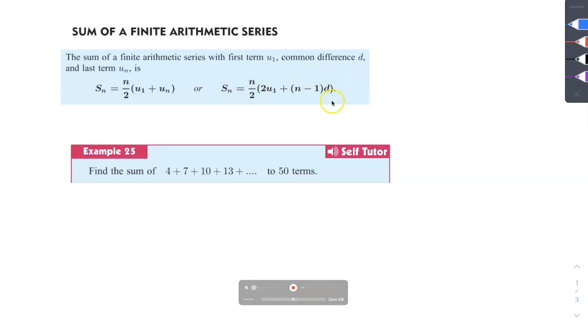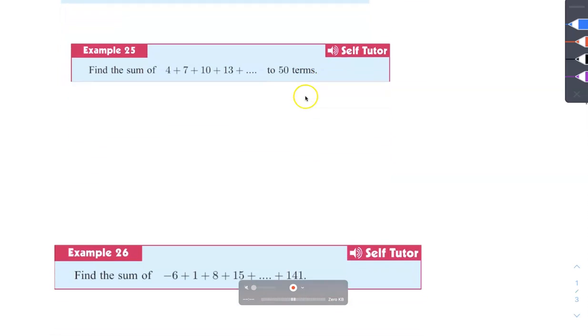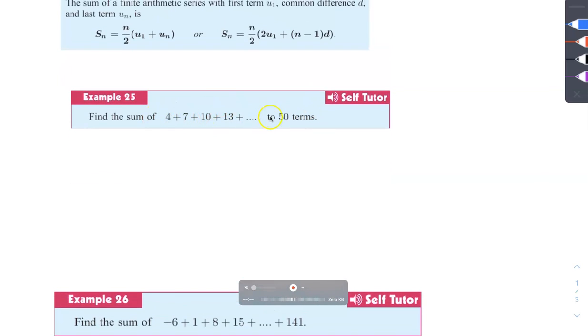Or you do this formula, which is my favorite. n over 2 times the first term plus n minus 1 times d. So again, n and n are the same things right here, and d is the common difference. So look at the first question here. Find the sum of this arithmetic sequence.